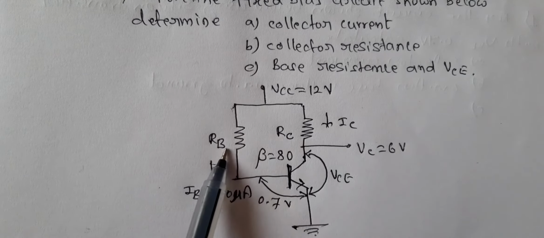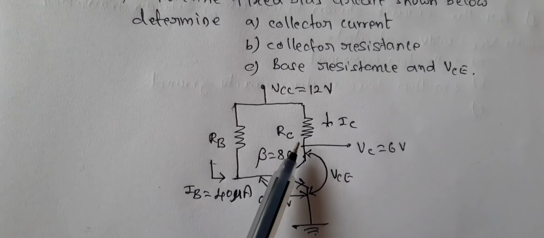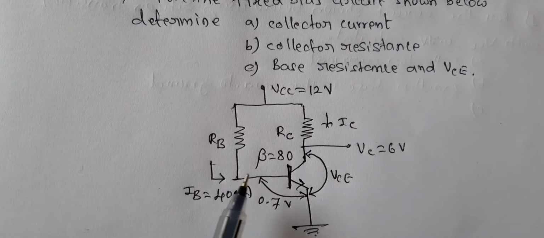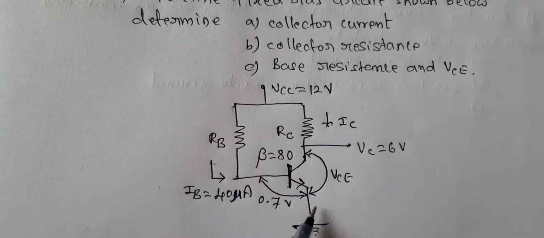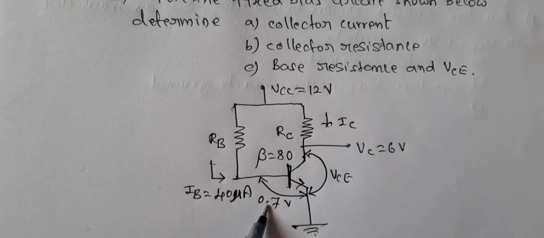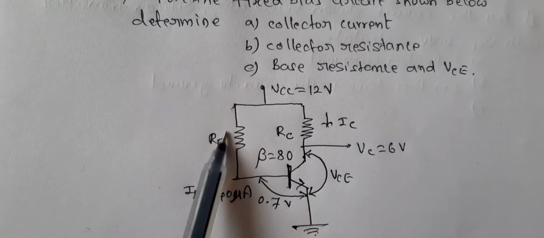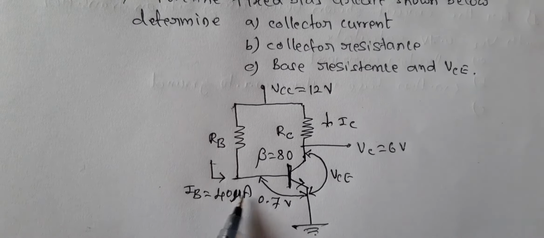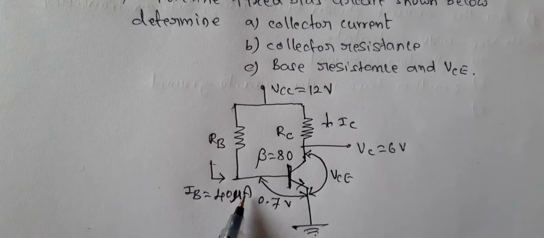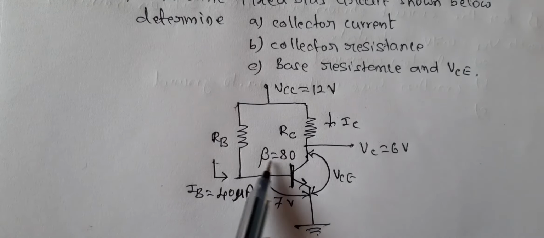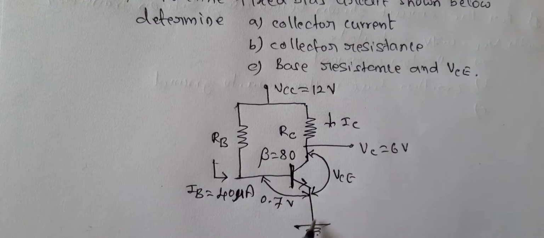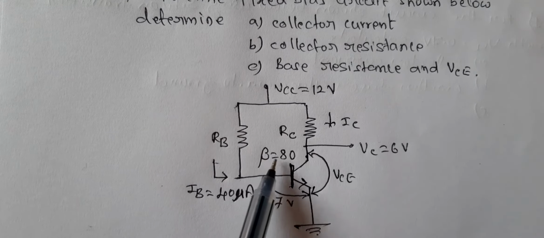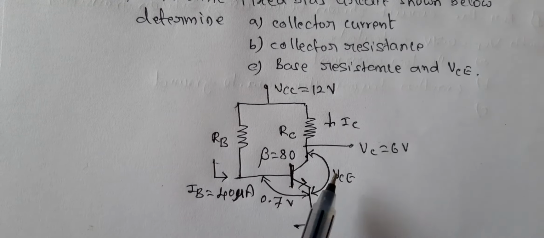In this circuit, RB is the base resistor, RC is the collector resistor, and the voltage between base and emitter is given as 0.7 volts. The current IB is given as 40 microampere. Micro means 10 power minus 6 ampere. And beta, the current gain in common emitter mode, where emitter is common for both input and output, equals 80. So what is the problem?